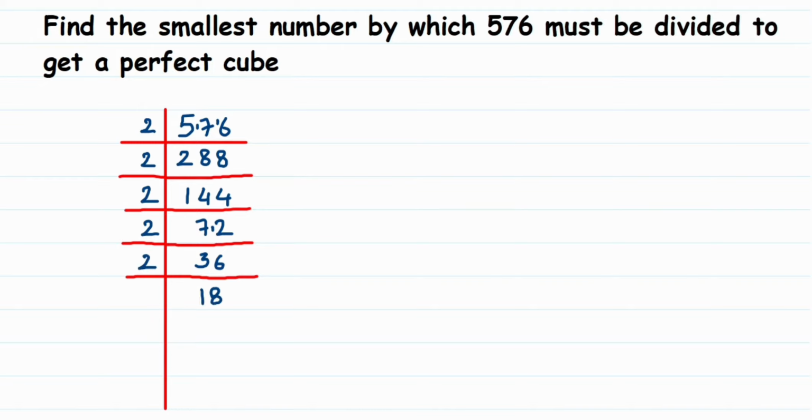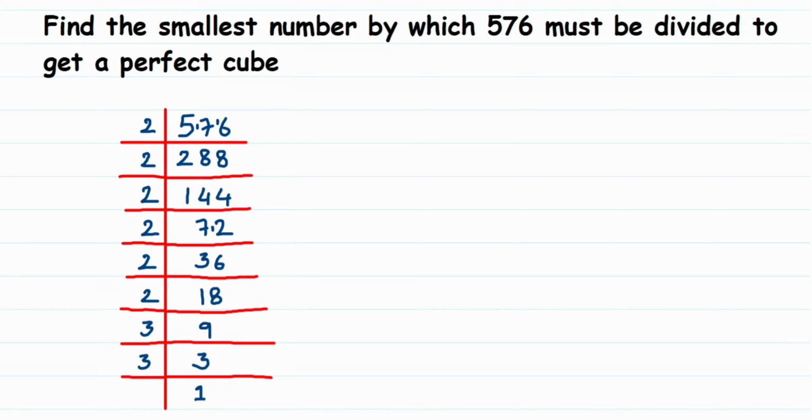Now 18 goes in the 2 table, 2 9s are 18. We got 9. 9 is an odd number. It doesn't go in the 2 table. So we'll take the next prime number, which is 3. So 3 3s are 9. And the last, again 3 goes in the 3 table. So 3 1s are 3. So we got 1. So we're going to stop the prime factorization.